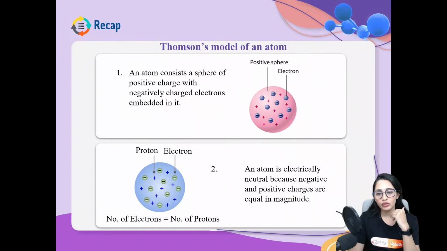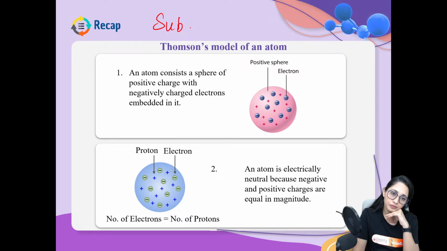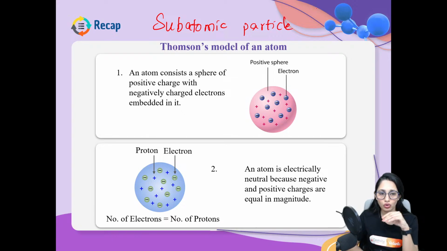Let's recap what we have learnt in the previous session. We have discussed subatomic particles, electrons, protons and neutrons, and Thomson's model of an atom. An atom consists of a sphere of positive charge with negatively charged electrons embedded in it. An atom is electrically neutral because negative and positive charges are equal in magnitude. So this is about Thomson's model of an atom.